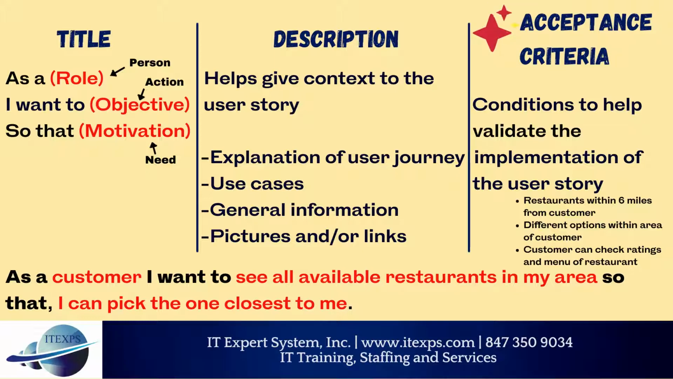We'll take our previous example. As a customer, I want to see all available restaurants in my area, so that I can pick the one closest to me. Acceptance criteria for this user story could be: the app shows restaurants within an area of 6 miles from the customer. The app shows different varieties of food within the area of the customer. The customer is able to check the ratings of the restaurants through the application, as well as their menu.